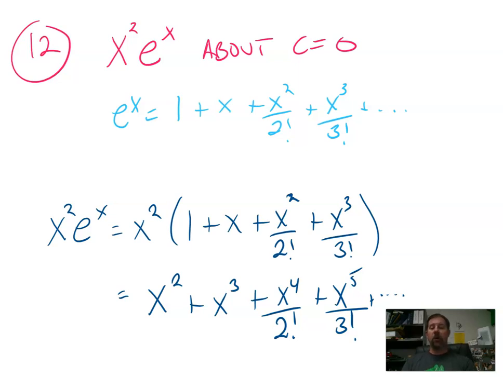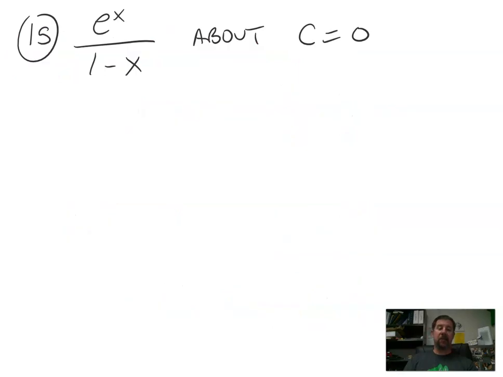All right, one more. We're going to look at number 15. For 15, we want to write the power series for e to the x over 1 minus x, about c equals 0. The first thing I do is rewrite this as equivalent to e to the x times 1 over 1 minus x. And we know both of those series.